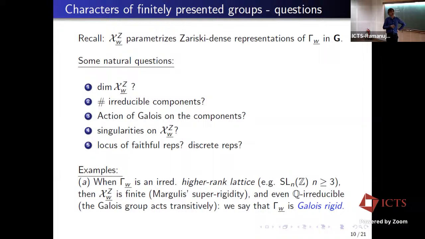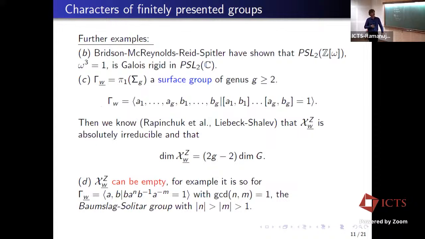And the Margulis superrigidity theorem tells you more. It tells you that the Galois group, in fact, acts transitively on this finite set. So in this setting, when you have a finite character variety and the Galois group acts transitively on it, we say that the character variety is Galois rigid, or the group is Galois rigid. This terminology was introduced by Alan Reid in a paper with Bridson, McReynolds, and Spitler, where they showed that this Bianchi group, PSL_2(Z[ω]), where ω is a cube root of one, is Galois rigid in PSL_2(C). So just one representation.